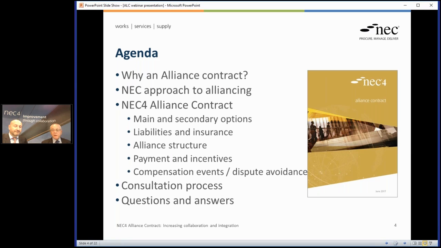Just to deal with the agenda, Ian and I will try and take you through a few points. First of all, why an alliance contract? What are we doing? Why have we produced it? What does it mean under the NEC family and style of things? And then a few detailed points about the alliance contract itself. We'll close with a session on the consultation process and deal with questions and answers.